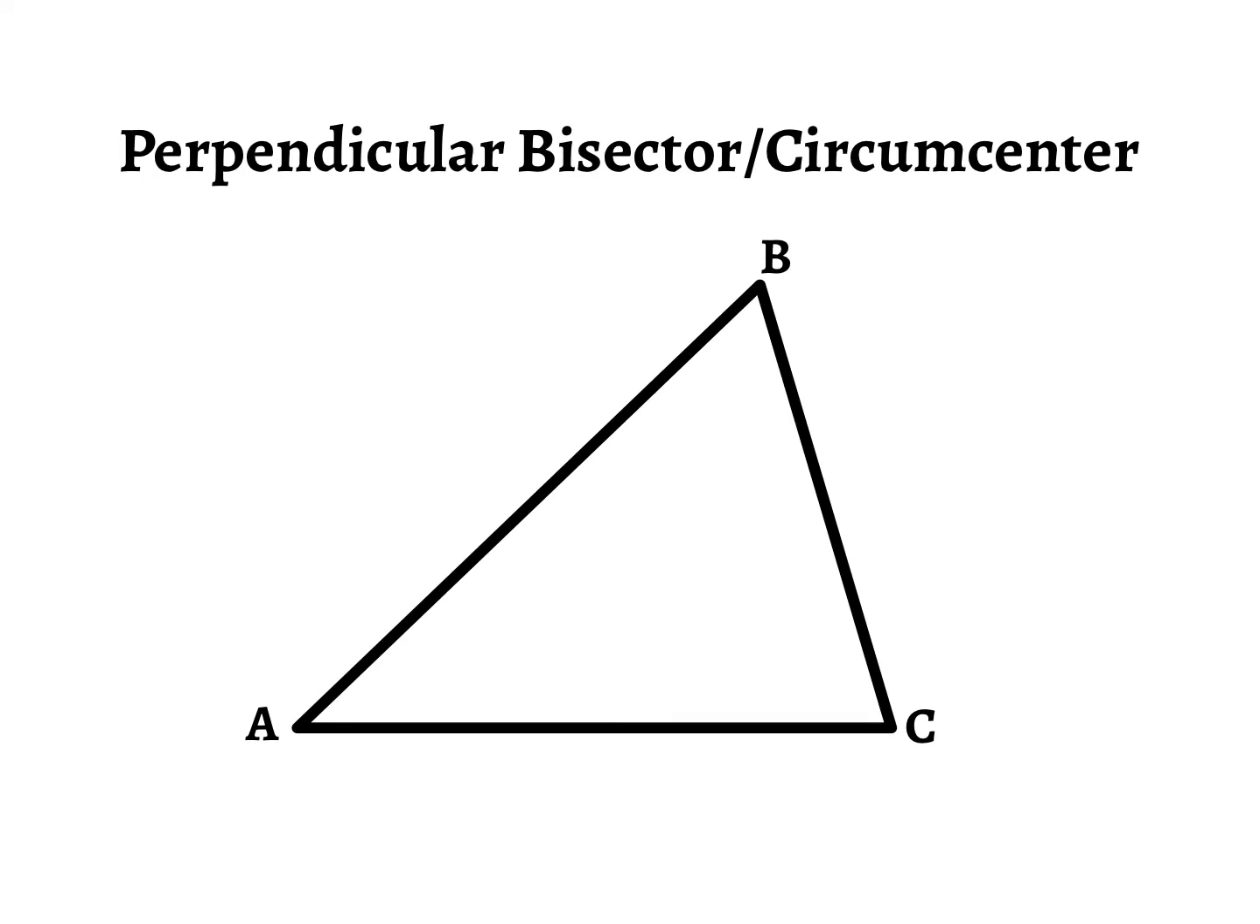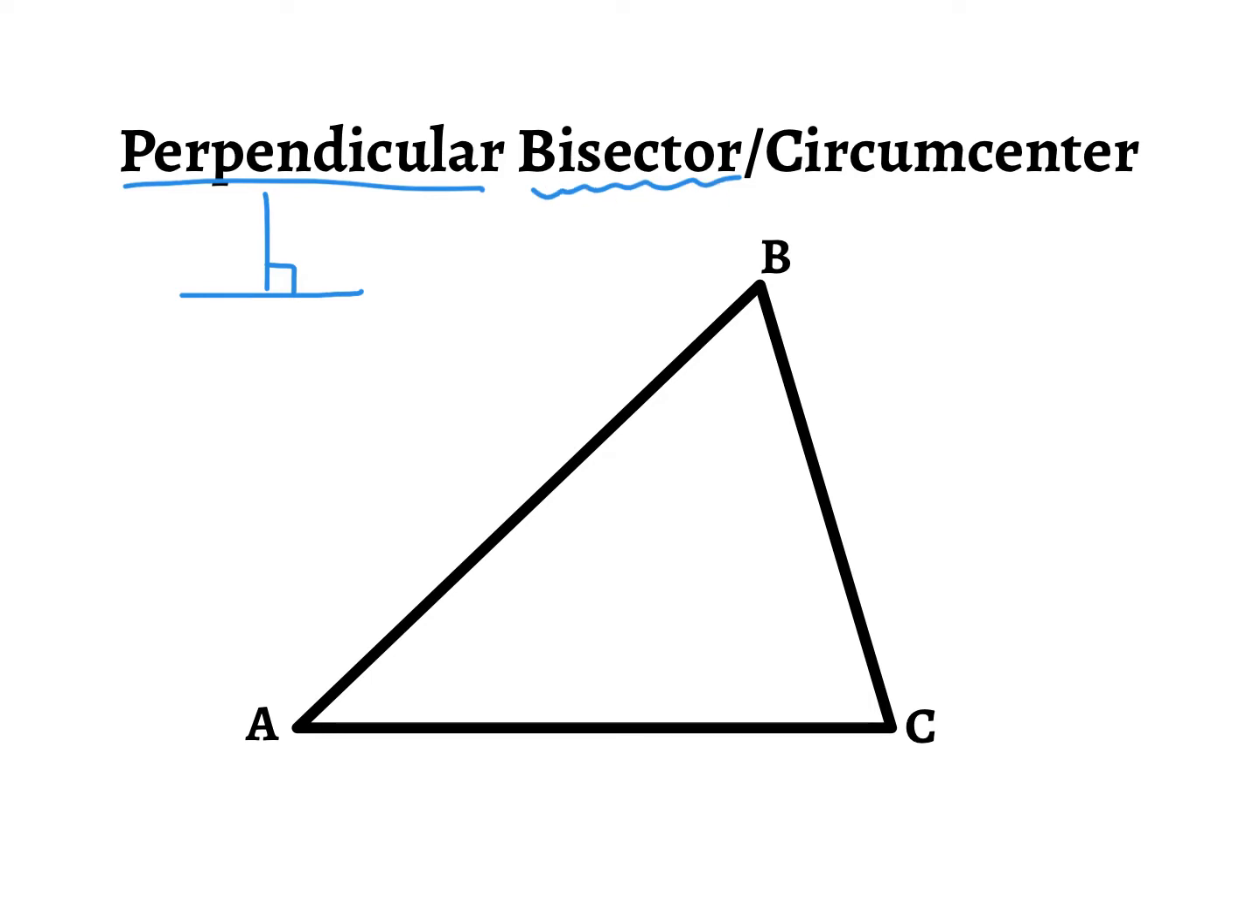Let's start with perpendicular bisector. Now, perpendicular, if we think back to the symbol of perpendicular, means that it intersects a line at a 90-degree angle. And if it's going to cut it into two equal sections, then we're going to do that for every segment. So let's start with segment AC. We're going to intersect a line with this one at 90 degrees and cut it in half.